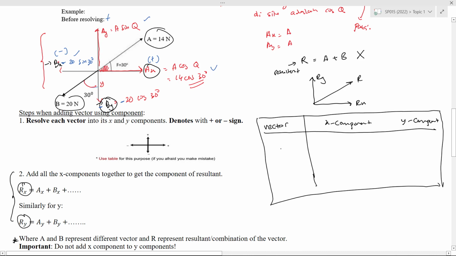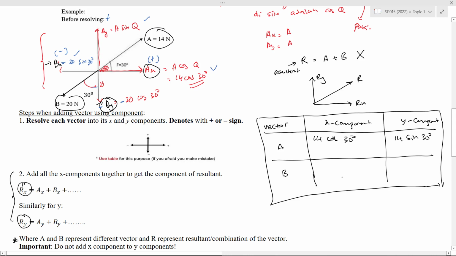So berapa vektor kita ada? Kita ada 2. Kita ada A dan kita ada B. So X component of vector A adalah apa? Adalah 14 cos 30 degree. It's positive because arah dia ke arah right. Okay, then A to the Y component adalah berapa? 14 sin 30 degree. It's positive because it's in the upwards direction.